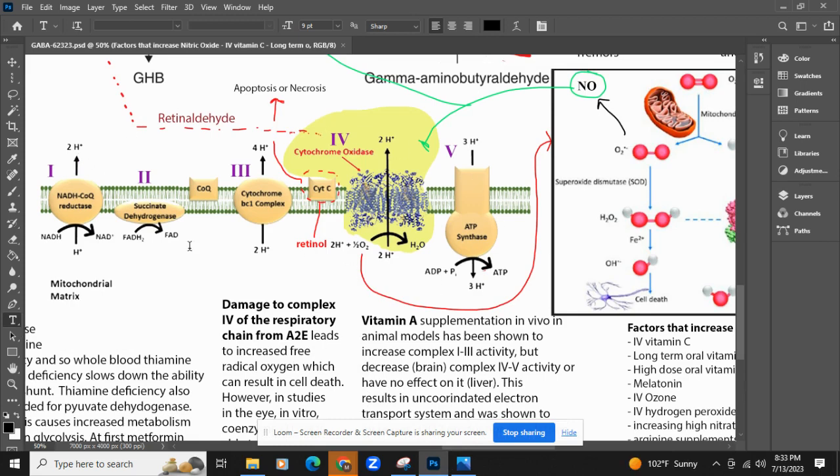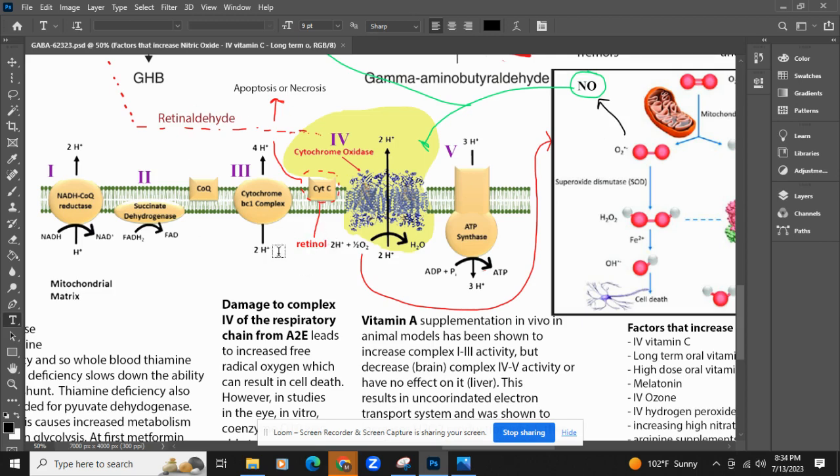So this down here is the mitochondrial respiratory chain. So there's little complexes along here. And when we're talking about vitamin A, retinoids, which are all the forms of vitamin A, they're mitochondrial toxicants. So they actually damage the mitochondria. There's specific mechanisms by which this happens.